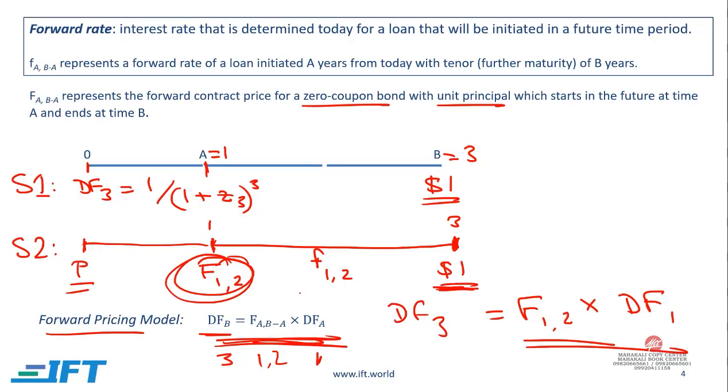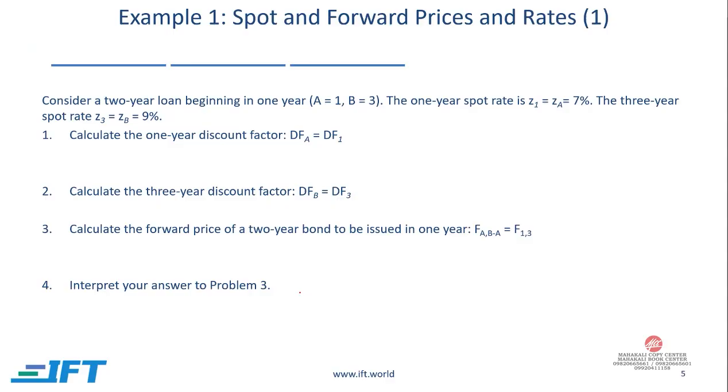Now, to properly understand this, we should work through an example. Consider a 2-year loan beginning in 1 year. So this is time 0. The loan begins here at the end of 1 year, and it is a 2-year loan, which means that we have 3 over here. So this is the 2 years for the loan. The 1-year spot rate Z1 is 7%. The 3-year spot rate Z3 is 9%.